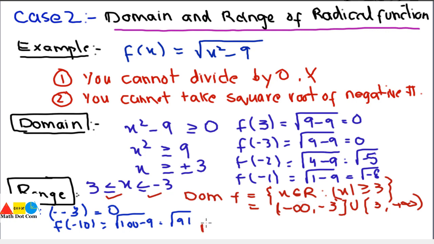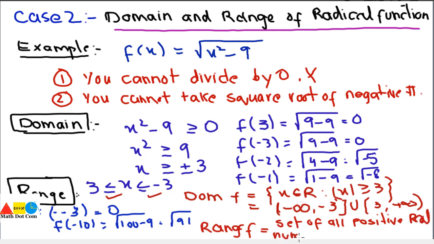So what will be the range? Range will be equal to the set of all non-negative real numbers, so the range is from 0 to infinity. This is how you can find the domain and range of the radical function.